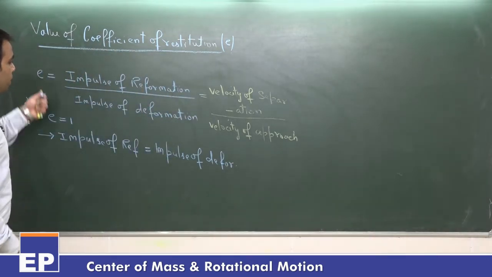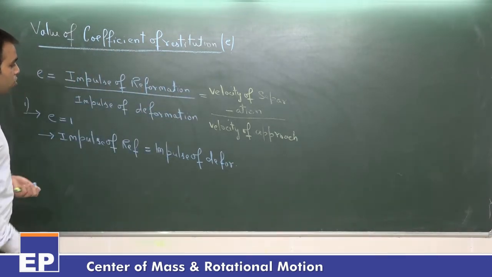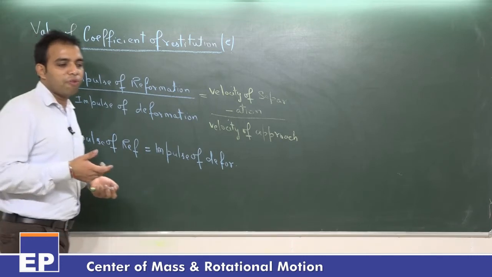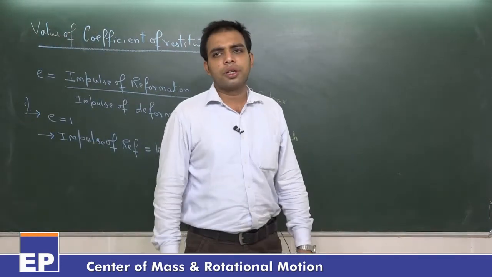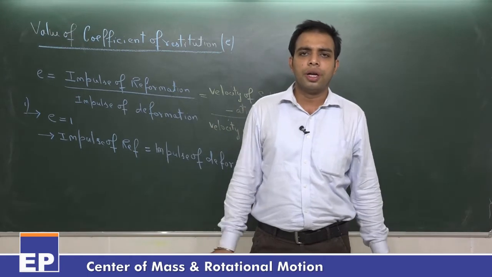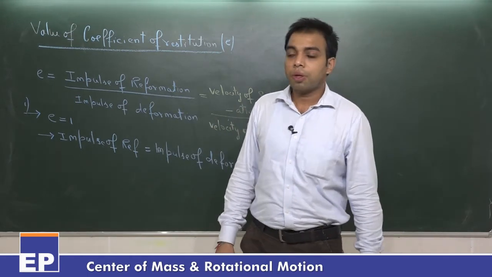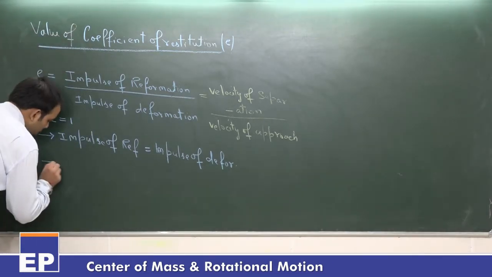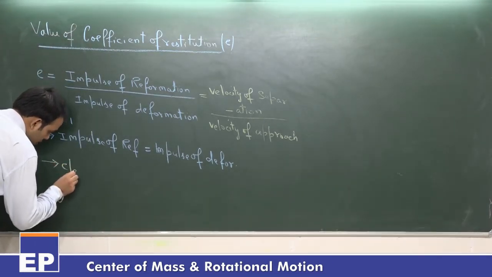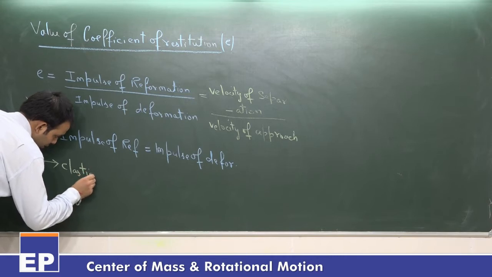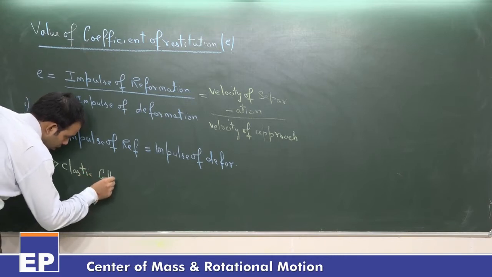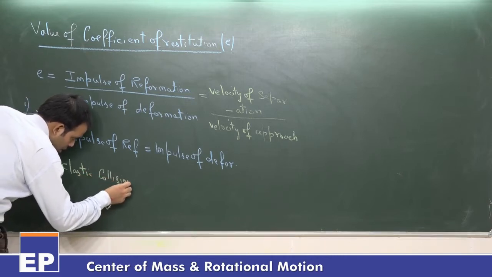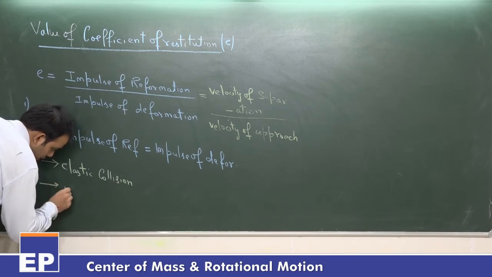If E is equal to 1, these two are equal, and the body gets fully deformed and then fully restored again. So what can we say? If it is fully restored, it means it is which collision? Elastic collision, that is, no loss of kinetic energy.